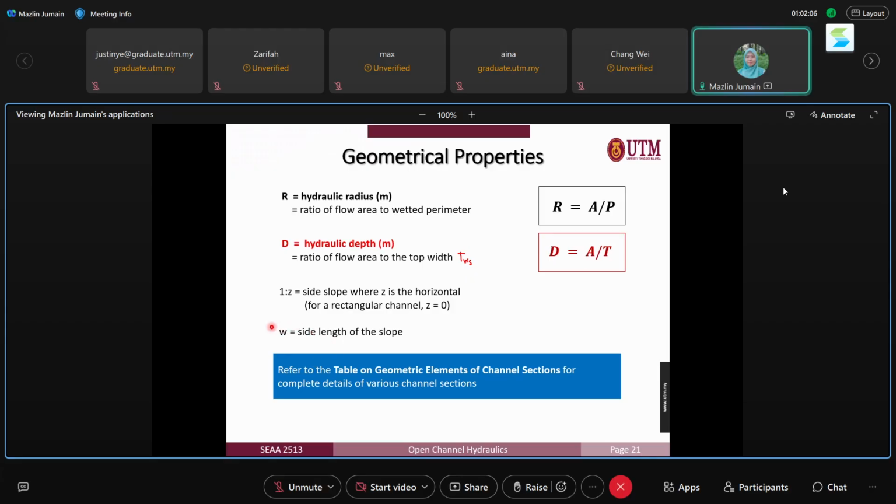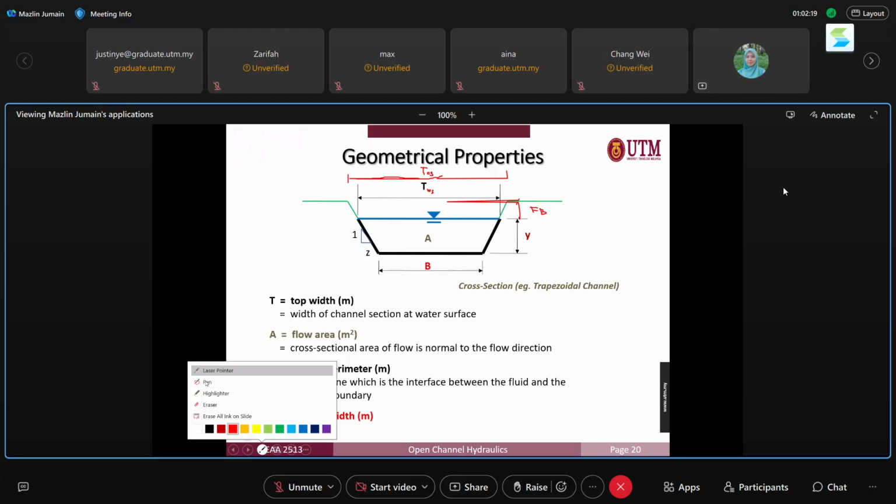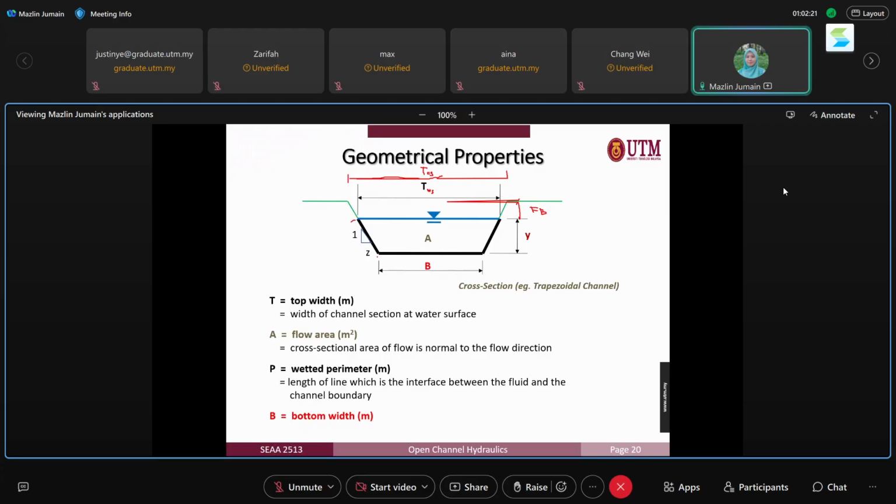And then next we have W, small w here, for the side length of the channel slope. So W is located from here to here. This one is W. This is the length of the side slope.